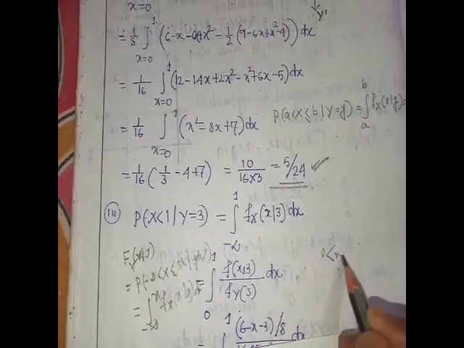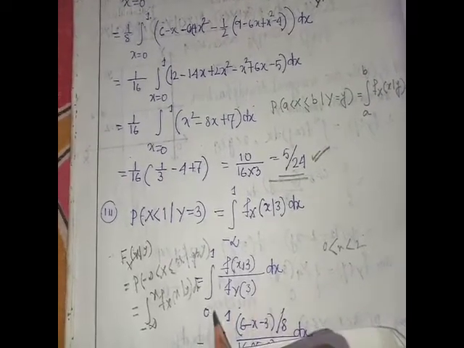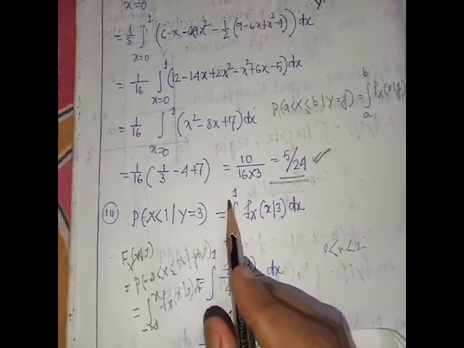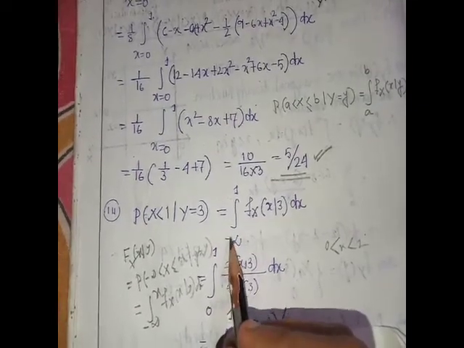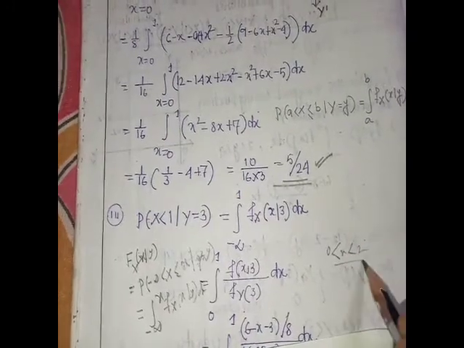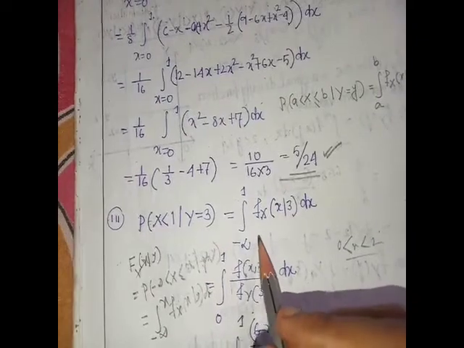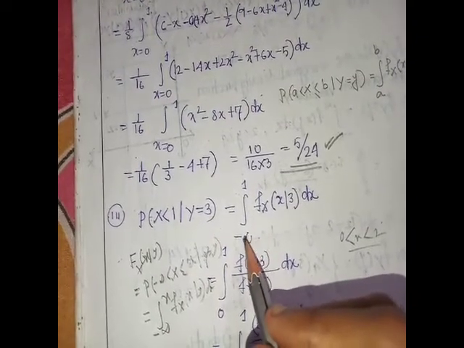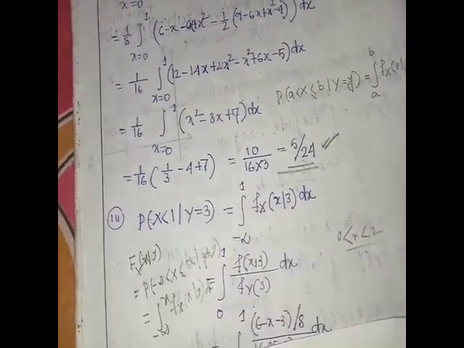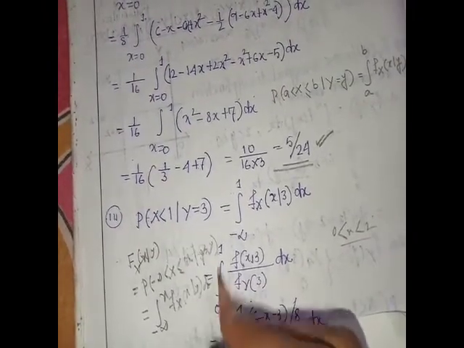So the range of x is 0 to 2, and in this problem, here the range of integration is minus infinity to 1, and in our problem the range of x is 0 to 2. So the common portion is 0 to 1.